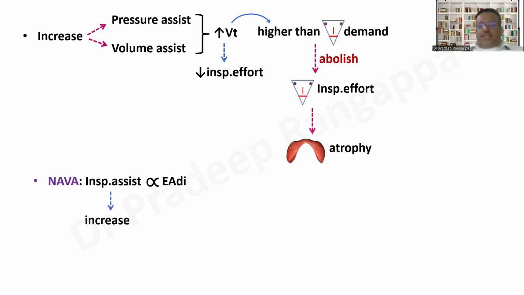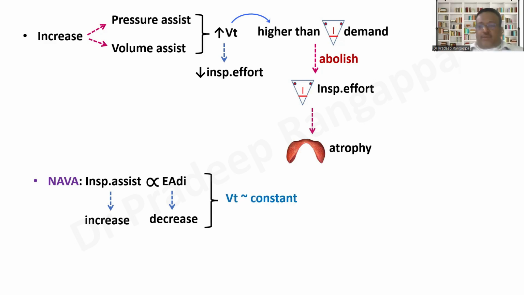And NAVA, neurally adjusted ventilatory assist, I'm sure many of you would have heard. Here, this is a ventilator mode where you have inspiratory assist which is directly proportional to the electrical activity of the diaphragm. If inspiratory assist increases, then the electrical activity of the diaphragm is decreased by neurally adjusted ventilatory assist. And tidal volume remains constant in NAVA.